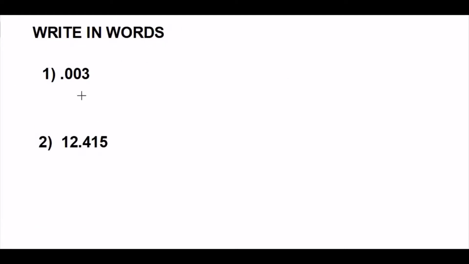Now write in words. That is just the reverse. We are given the decimal format. We have to write it in words. So this is 3 thousandths. You have seen a similar example in the previous slide. The same thing. 3 thousandths because the last digit is in the thousandths place, or you can write 0.003. If you are using "and", you will write it as 3 thousandths.